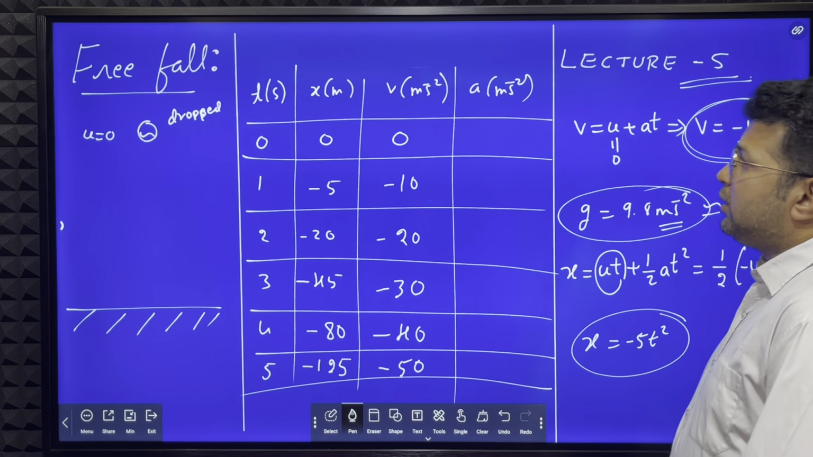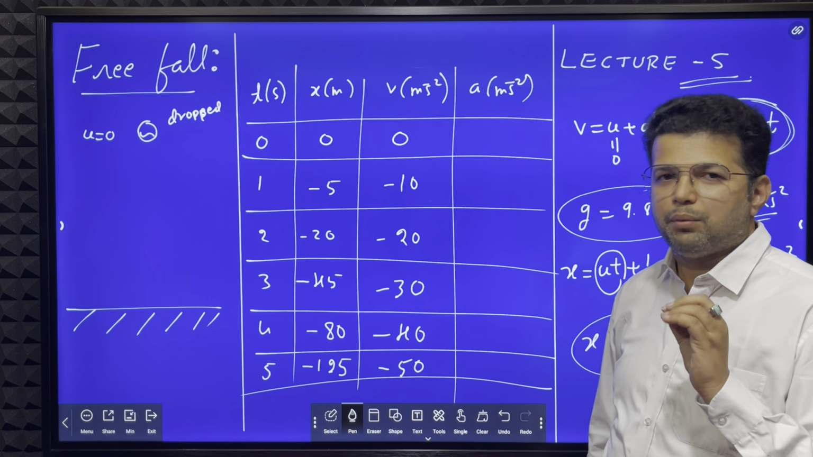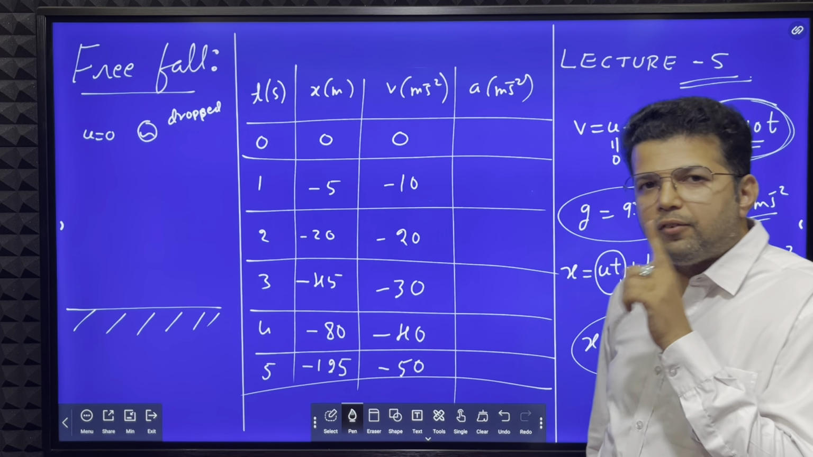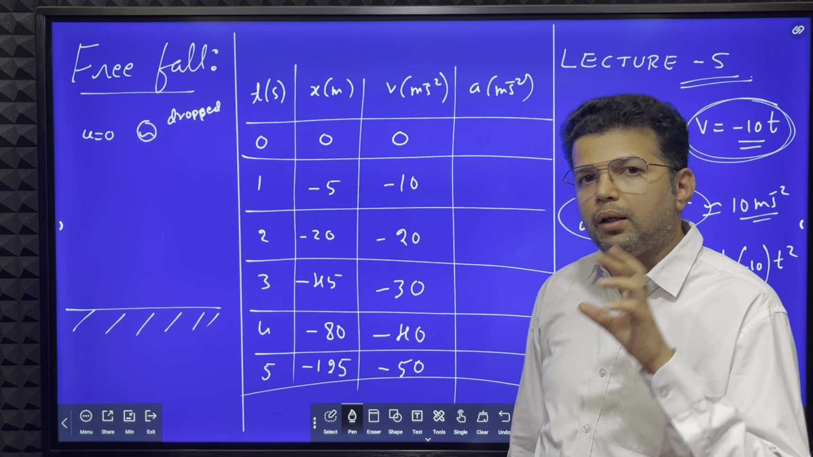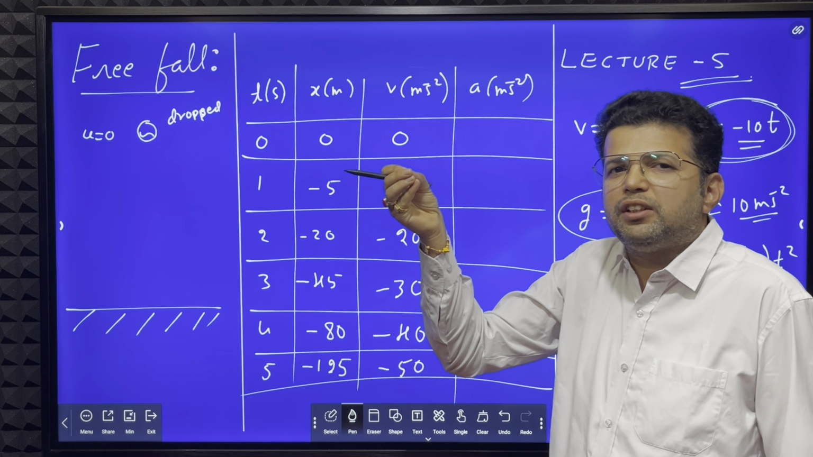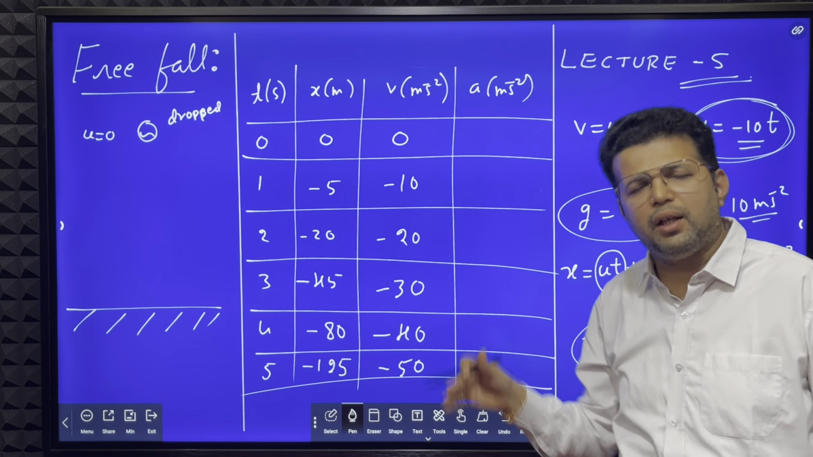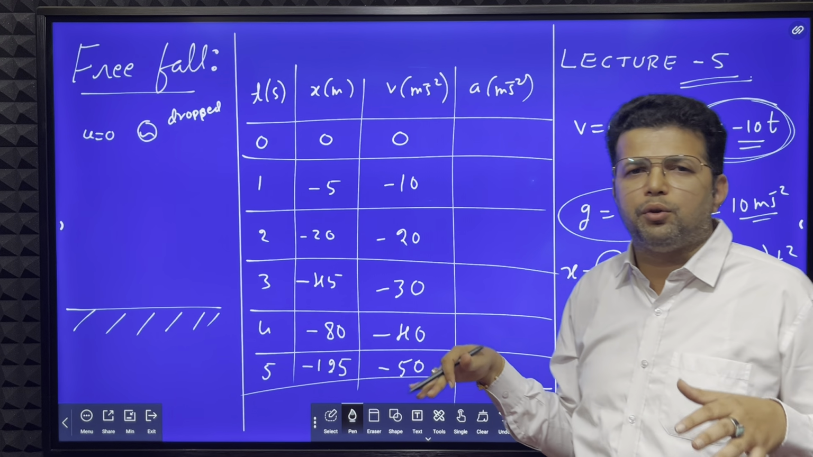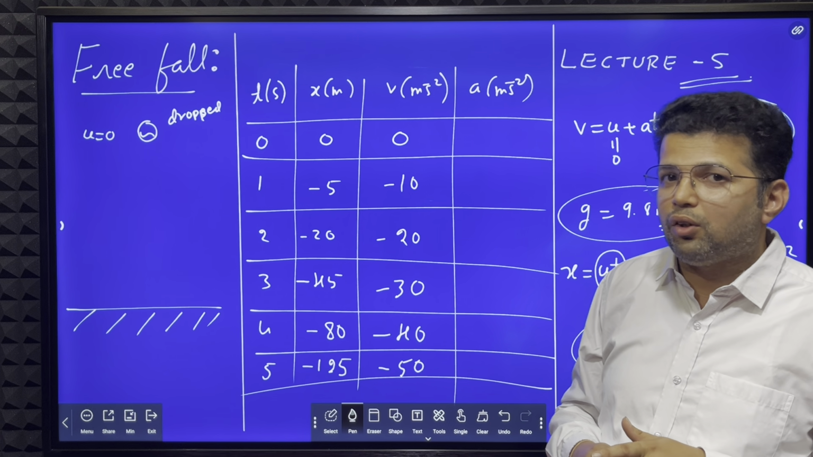Now what about acceleration? Acceleration due to gravity is always constant at lower heights, because F is equal to ma is the equation. Mass is always constant. Then at lower heights, there is not much difference between the gravitational force over this point and over this point. At smaller altitudes, gravitational force is always constant. Therefore, acceleration is also always constant.